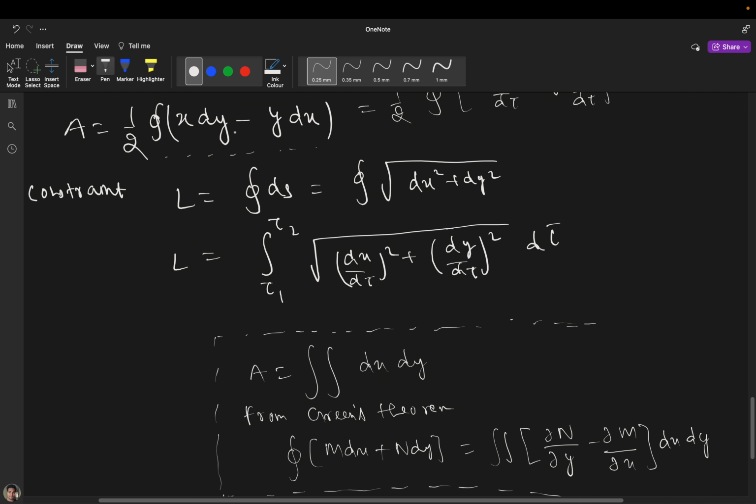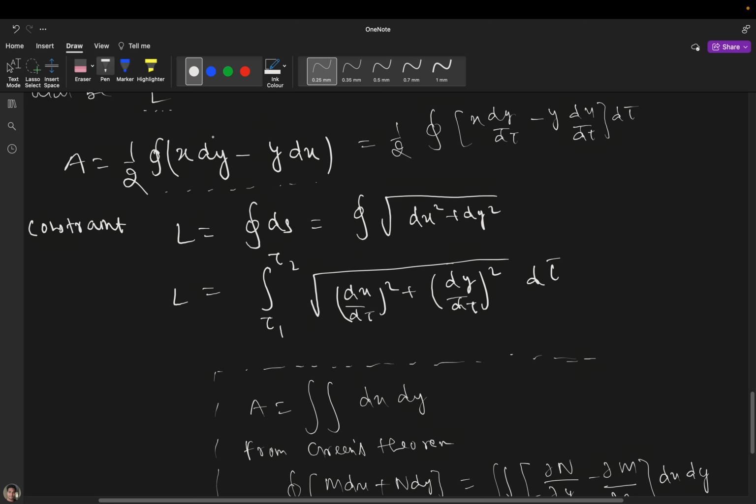This is kind of which integral? This is a line integral, a closed line integral.